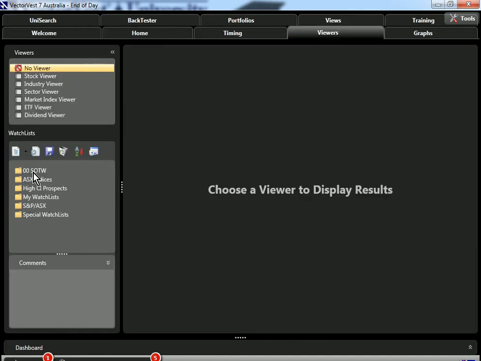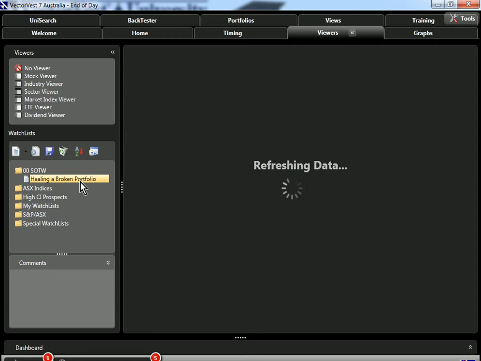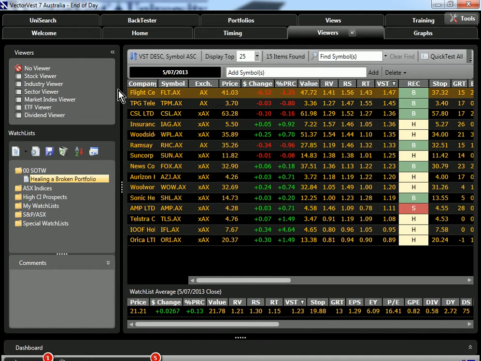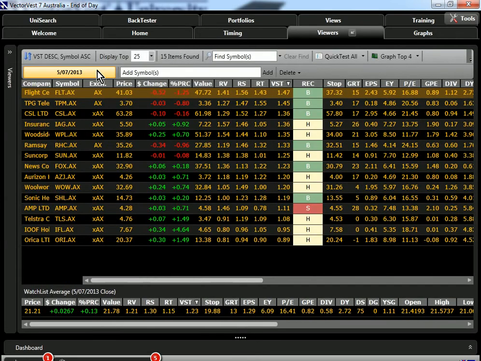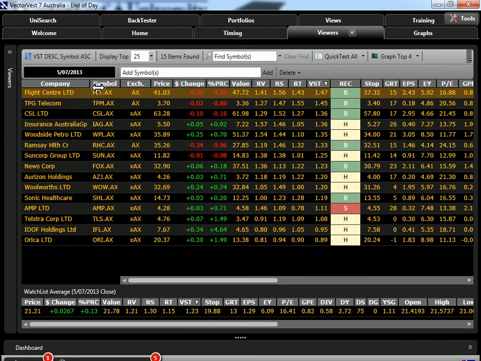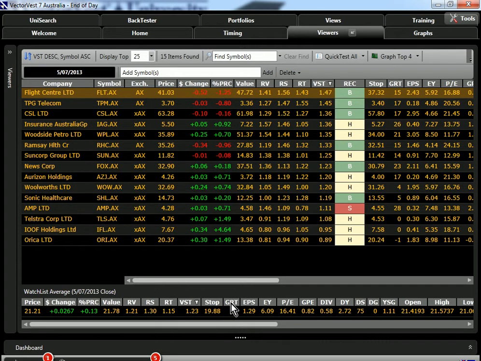I've already created a group for us tonight at 00 SOTW, and I have created a watch list as well titled Healing a Broken Portfolio. I'm going to click on this double left arrow to give us a little bit more room. Just going to resize the columns a bit. When you create a watch list, any watch list that you create, the stocks are immediately sorted by our master indicator called VST. The stocks are not put in here in a random order, like maybe with your broker's website or any financial website that you can add a list of stocks.